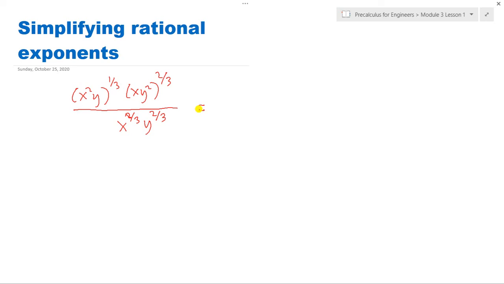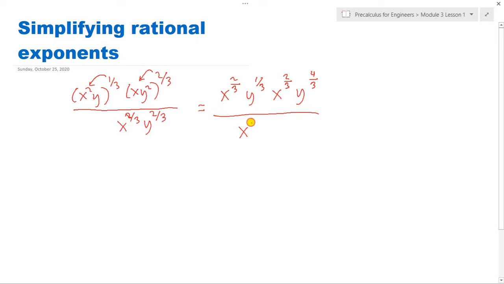So, in this case, distribute natin yung exponents dito isa-isa for x and y. So, we have here x raised to 2/3, kasi 2 times 1/3 is 2/3. Then, y raised to 1/3. Here, then, x times 2/3 is, 1 times 2/3 is 2/3. Then, y is 2 times 2/3 is equals to 4/3. 4/3 all over x raised to 2/3 y raised to 2/3.